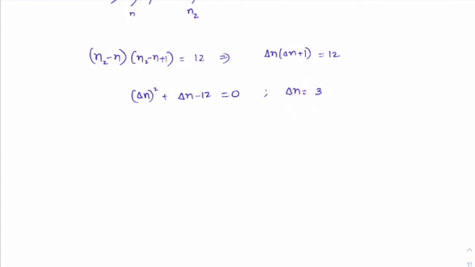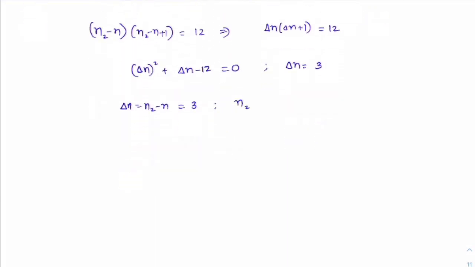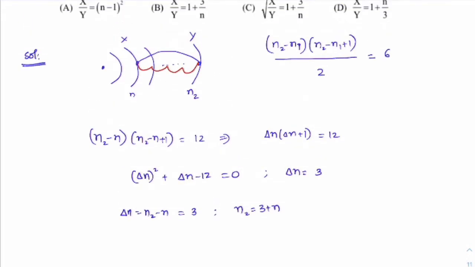Correct. So now once you get this, I can say that delta n, which is equal to n2 minus n, is coming as 3, which means n2 becomes 3 plus n. It has gone from n to the orbit which is 3 plus n.